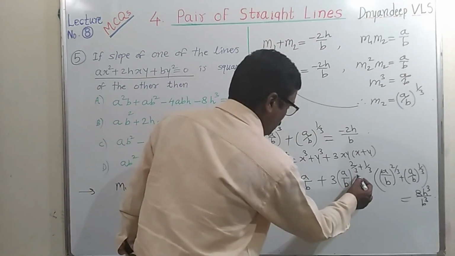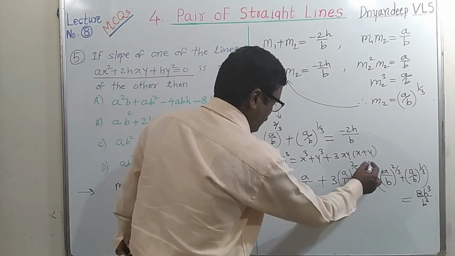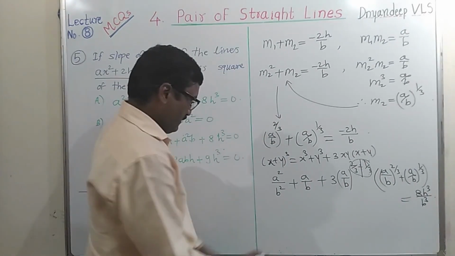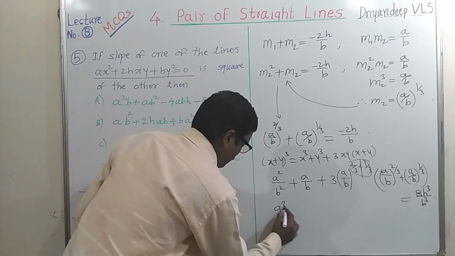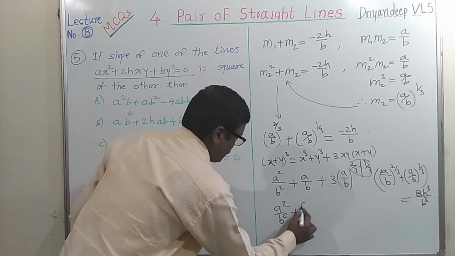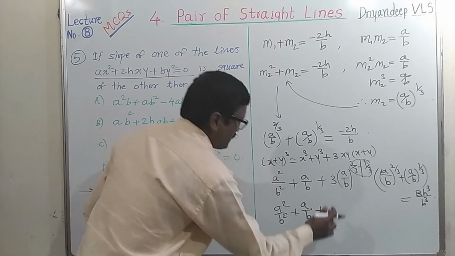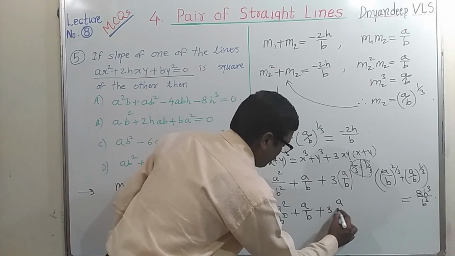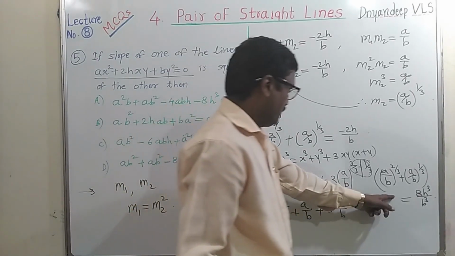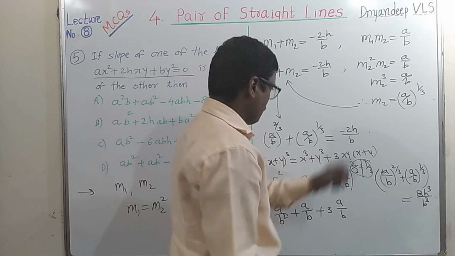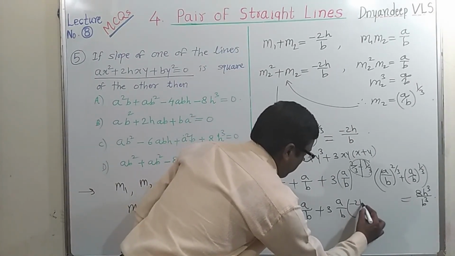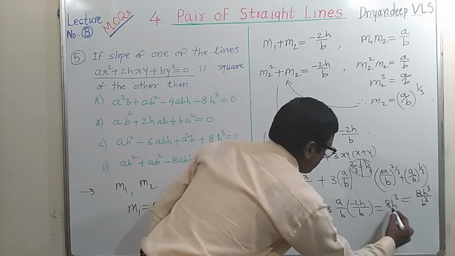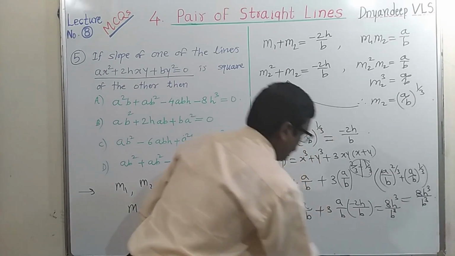Now here 2/3 plus 1/3 is nothing but 1, so this gets cancelled, or this is equal to 1. So we get here a^2/b^2 plus a/b plus this 3 into a/b, and this sum is nothing but minus 2h/b, and it is equal to the same 8h^3/b^3.